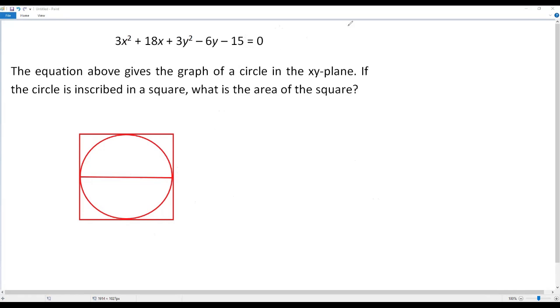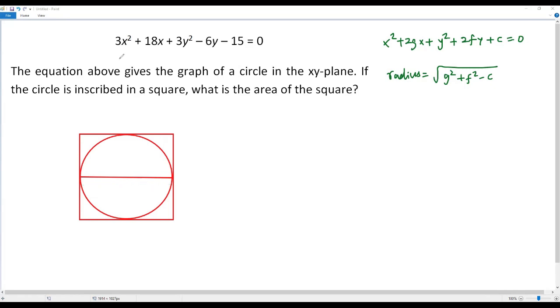Now let's consider the equation of a circle in general form: x² + 2gx + y² + 2fy + c = 0. When we have the equation of a circle in general form, there is a formula to get the radius. Let me write it over here: radius equals the square root of g² + f² - c. We can get the values of g and f from the coefficients of x and y, and the value of c from the constant term. Once we get the radius, it can be multiplied by 2 to get the diameter, which is the length of a side of the square.